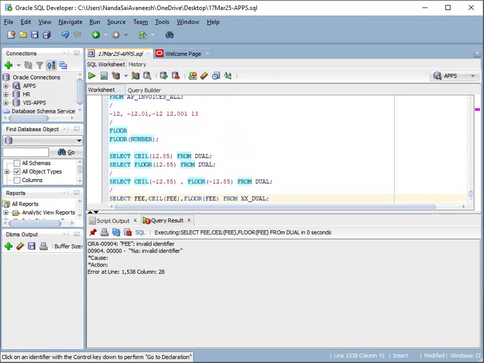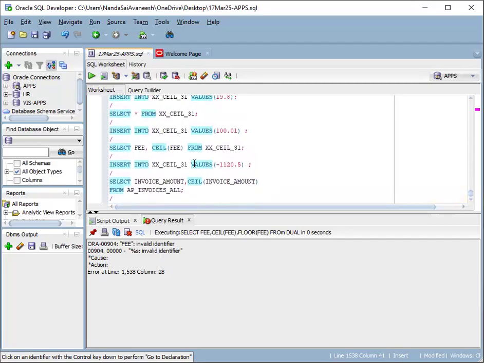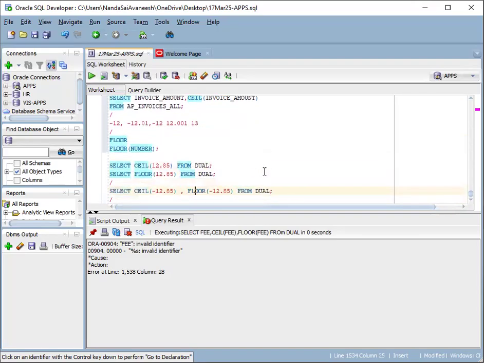Except underscore. It is our problem here. This one we have to put.